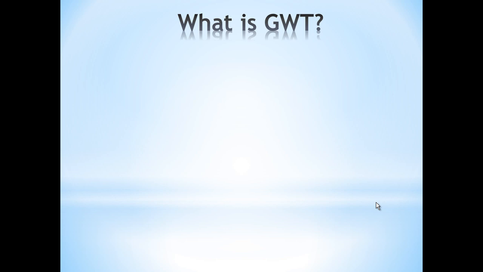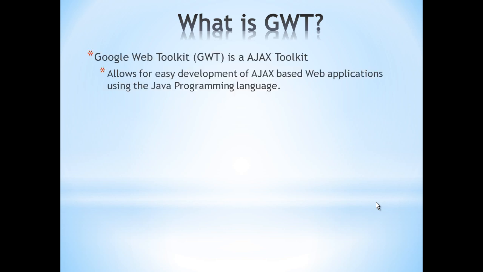So what is GWT, or Google Web Toolkit? Well, Google Web Toolkit is an Ajax toolkit, which basically allows us to easily develop Ajax-based web applications using the Java programming language. And why the Java programming language? That is what will be discussed later.